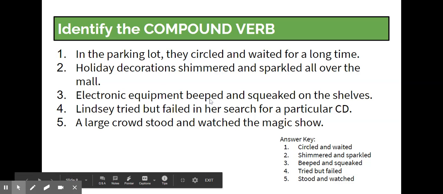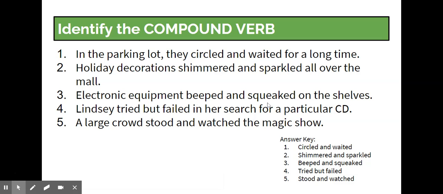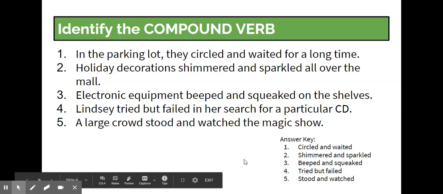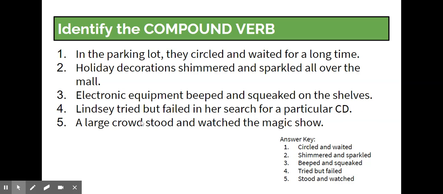Number 3, electronic equipment beeped and squeaked. See, the subject, electronic equipment, was doing something. It beeped and squeaked. Number 4 is tried but failed. There's that word but. We haven't had that one yet. Lindsay tried but failed in her search for a particular CD. So if we find the conjunction, the words and, or, but, here's but. Lindsay tried but failed. Tried but failed is the compound verb.